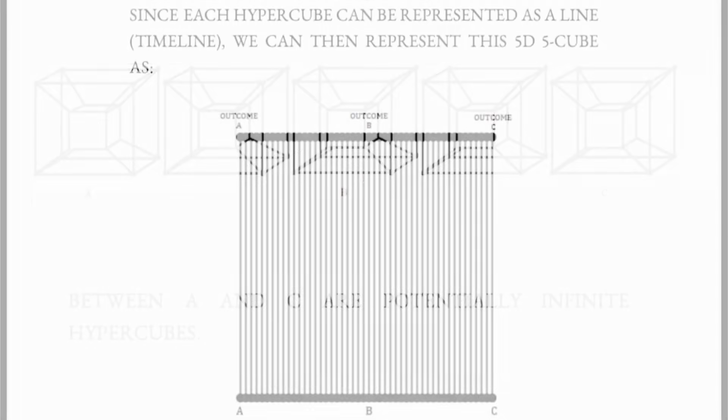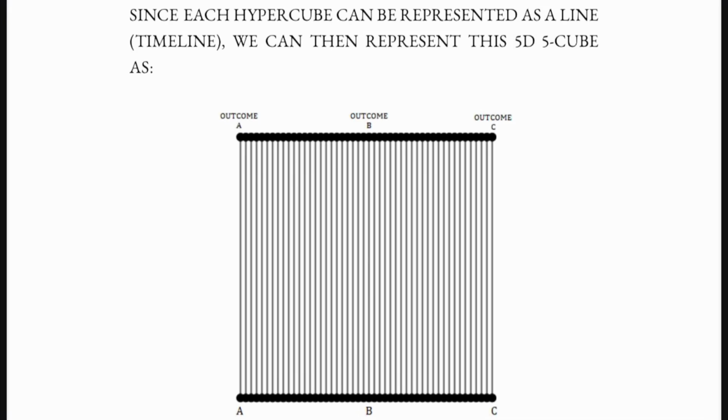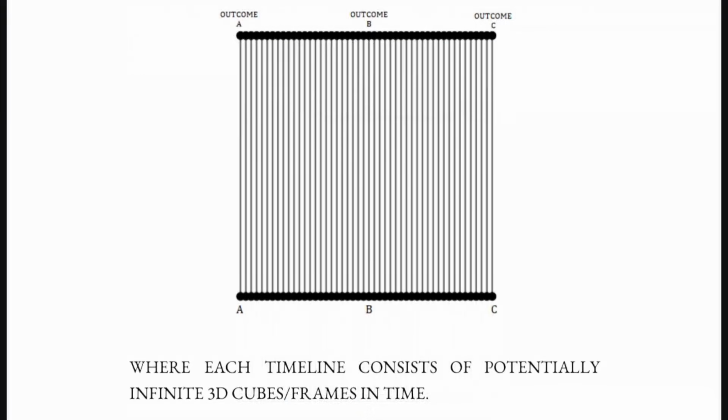Since each hypercube can be represented as a line, timeline, we can then represent this 5-dimensional 5 cube as, where each timeline consists of potentially infinite 3-dimensional cubes / frames in time.